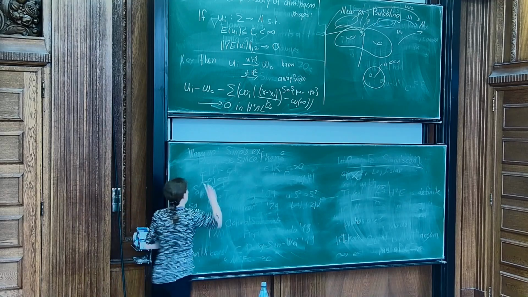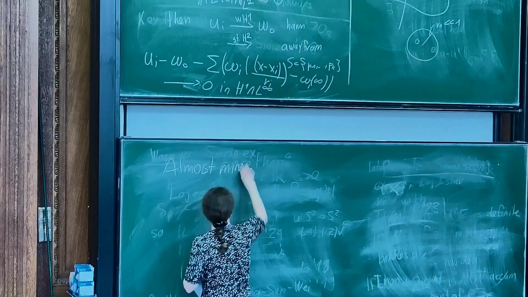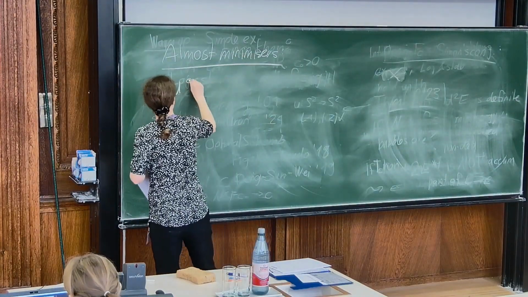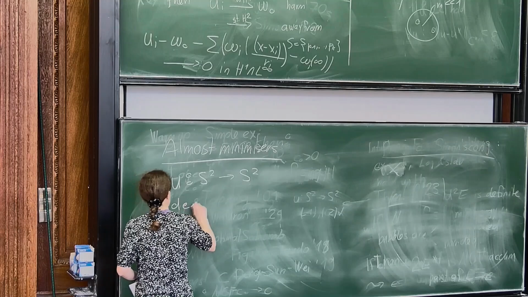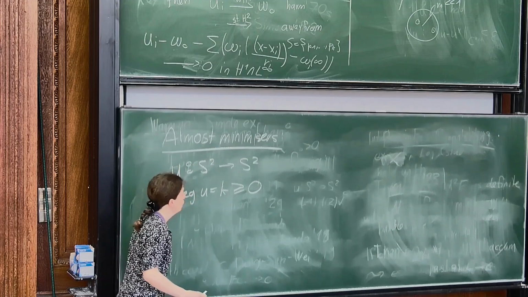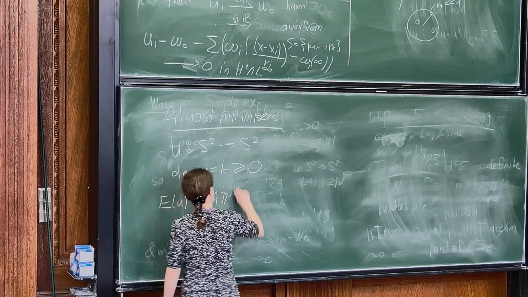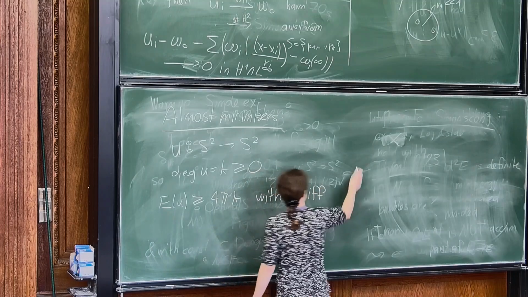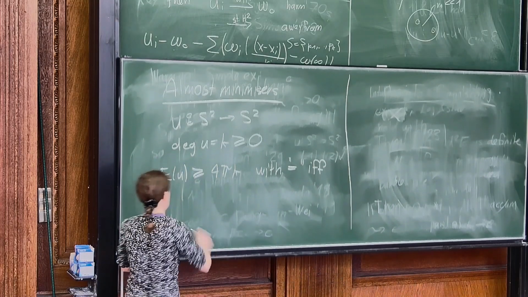So let's just look at almost minimizers in the simplest setting of the Dirichlet energy, and that is maps from sphere to the sphere. So if I look at this, and I'm going to say they should have degree of U is k, let's say greater or equal to 0. Here we know that the energy of U is greater or equal to 4 pi k, with equality if and only if the map is a conformal map from the sphere to the sphere. So it's given by a rational map.